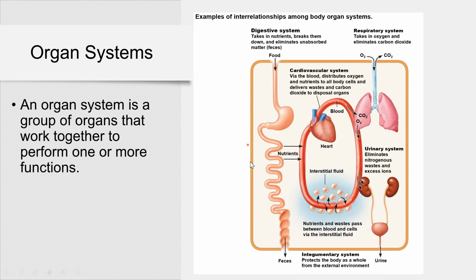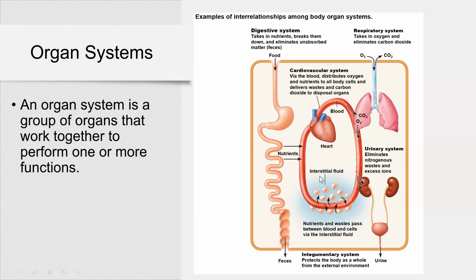So you can see that we have skin. It's a part of the integumentary system, and protects the body as a whole from the external environment. Then you have your digestive system, so food goes in, and then your food is broken into nutrients. Nutrients are absorbed into the bloodstream, and food residues are removed in the form of feces. You also have your respiratory system that delivers oxygen to your blood and removes carbon dioxide from your blood.